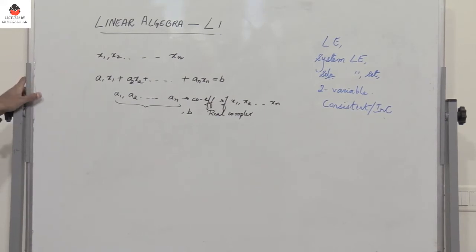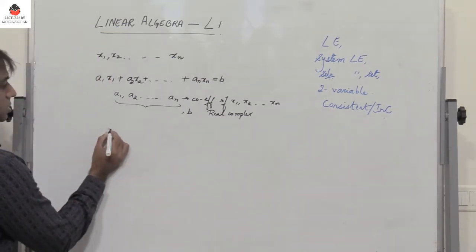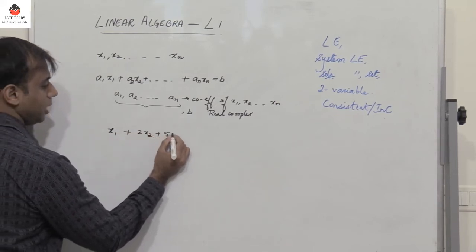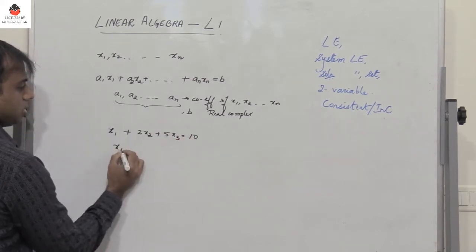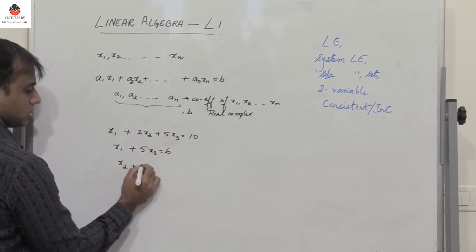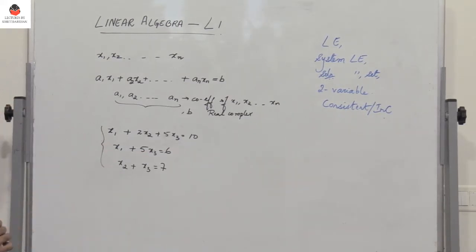So this is how we define a linear equation. Now what is a system of linear equations? A system of linear equations is nothing but a collection of one or more linear equations involving the same number of variables. Now let me consider the equations x1 plus 2x2 plus 5x3 is equal to 10, x1 plus 5x3 is equal to 6, and x2 plus x3 is equal to 7. So this happens to be a system of linear equations with three variables, x1, x2 and x3.